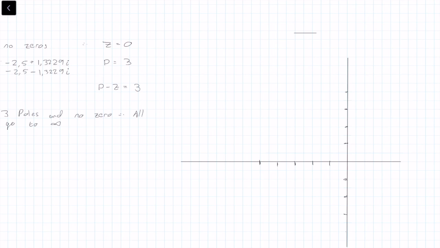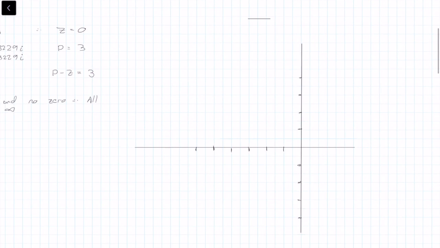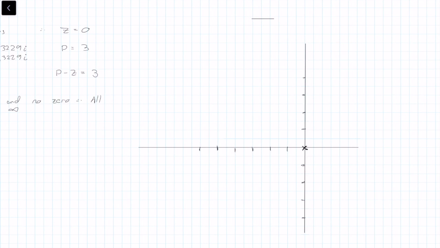Now that we have that sorted, let us go and put in our poles and our zeros. We have no zeros to begin with, and we have poles at the point 0, so that would be this point right here, and at the point minus 2.5 plus 1.39i. So minus 2.5, 2.5 is right here, and 1.39 is just less than 1.5. So we put a cross right there, at 2.5 and just less than 1.5.